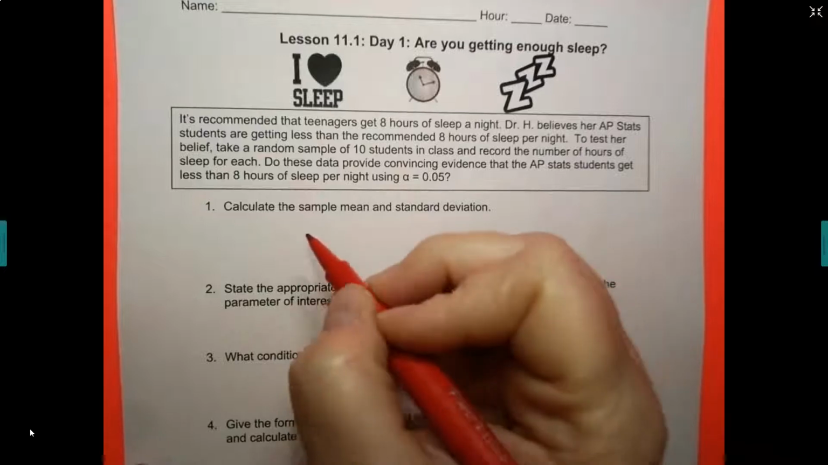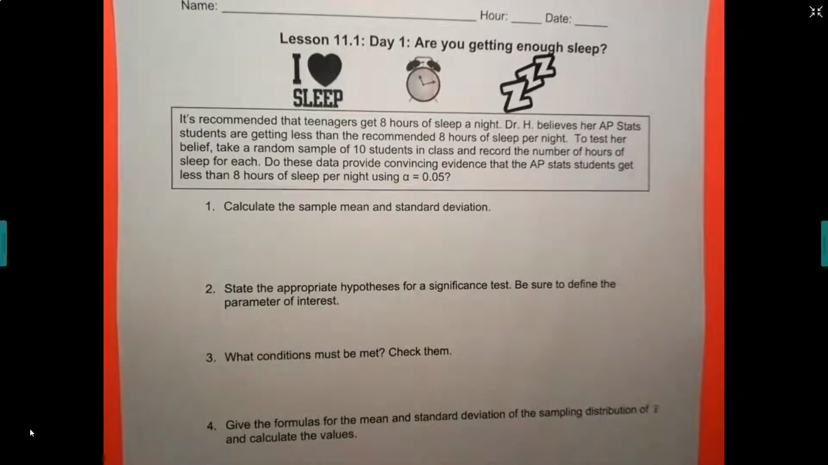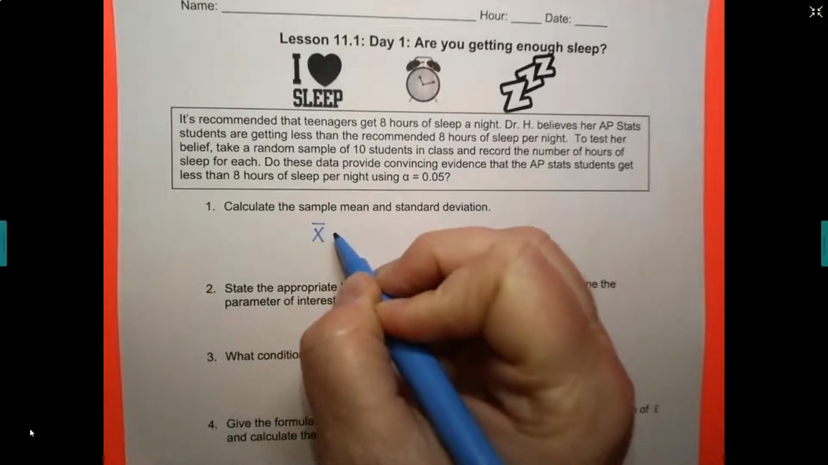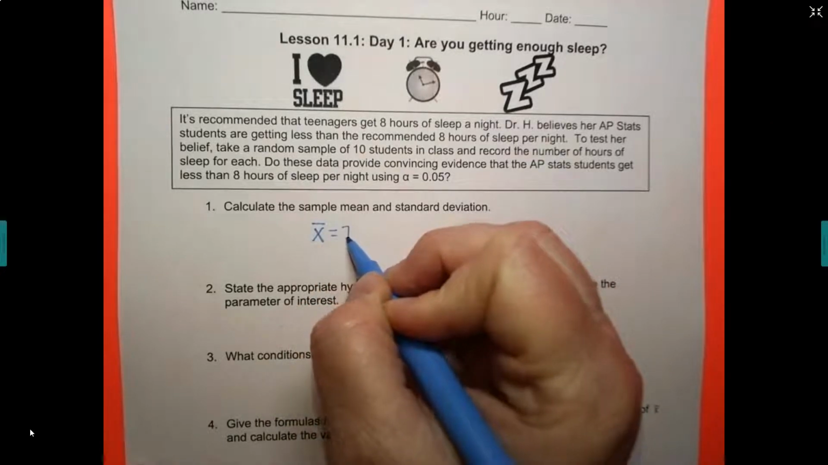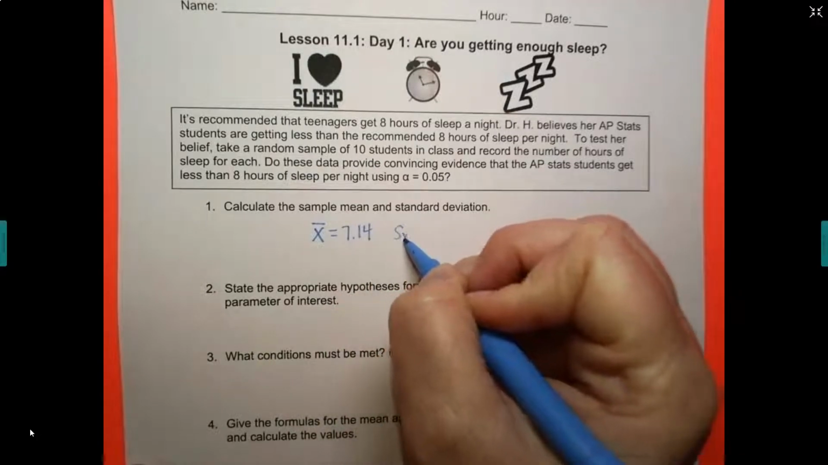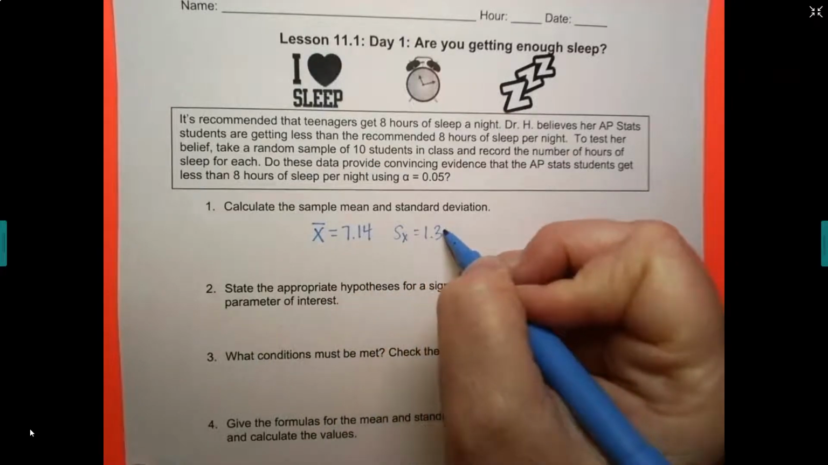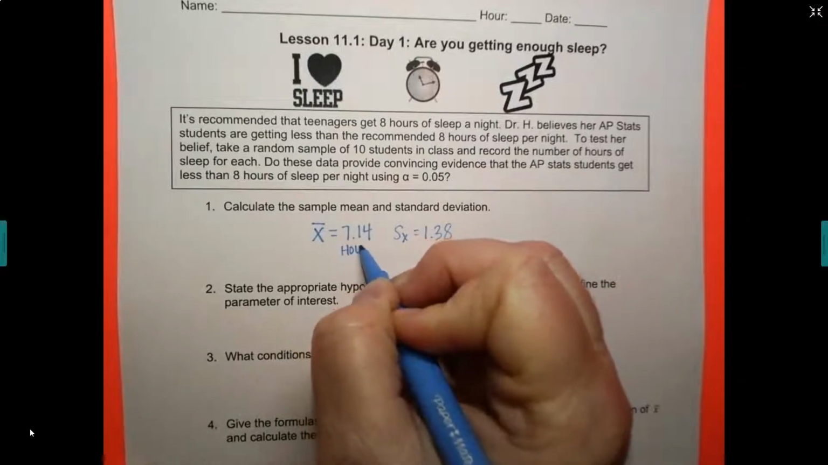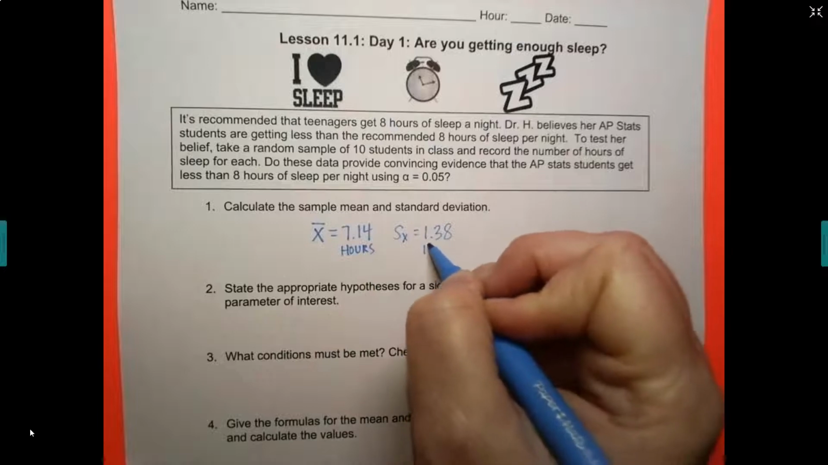And from our data, I ended up with a sample mean. You should put this in your calculator and make sure you get the same thing, 7.14. And I got a standard deviation of 1.38. So these are in hours. I asked, how many hours of sleep did you get last night?